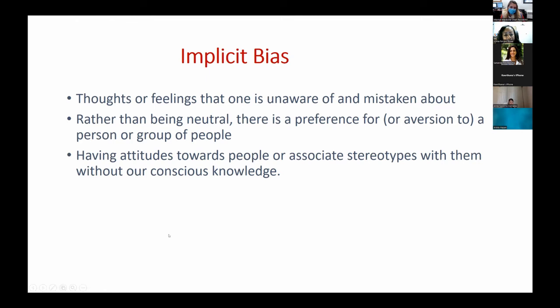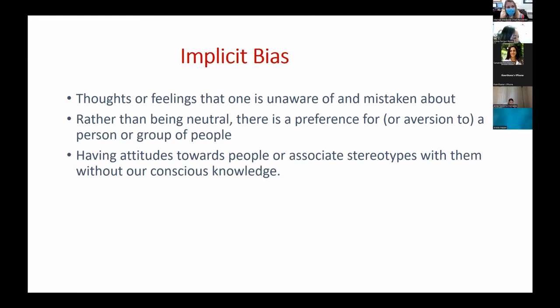So rather than being neutral, there's a preference for or aversion to a person or group of people. And again, it's having certain stereotypes without our conscious knowledge. So this was implicit bias, and this probably played a role for this patient.